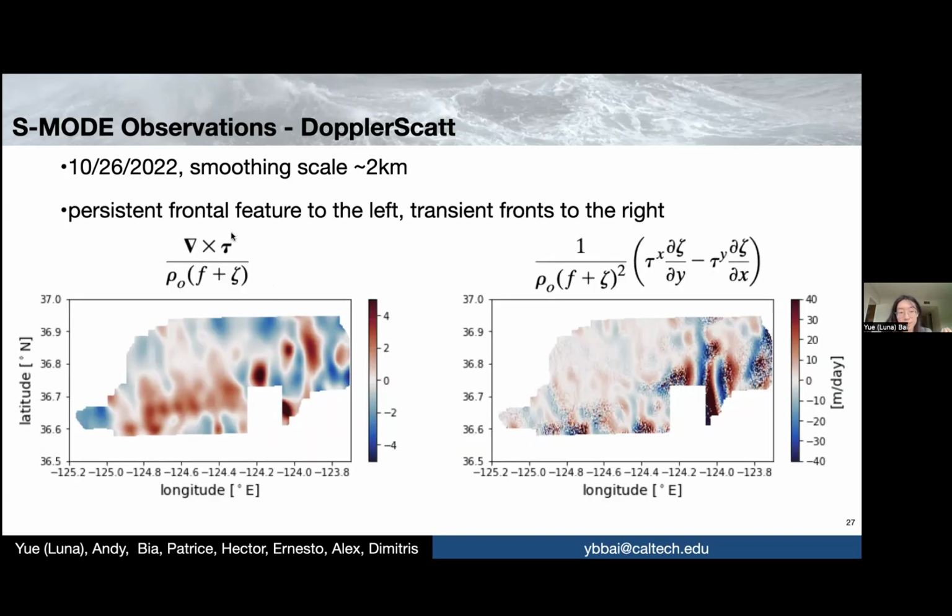And this is not very surprising because this linear Ekman vertical velocity is pretty much dominated by the wind stress curl. But the nonlinear Ekman vertical velocity is dominated by, or somewhat related to, the surface vorticity gradients. So we can see that in the area where we have those persistent frontal features, we actually don't see huge nonlinear Ekman vertical velocities, but instead we see very large nonlinear Ekman velocities at those very transient frontal regions, where we would expect to see much stronger ocean surface vorticity gradients.